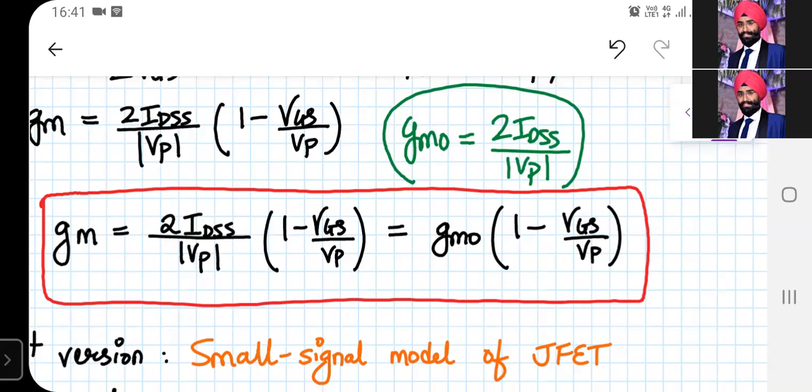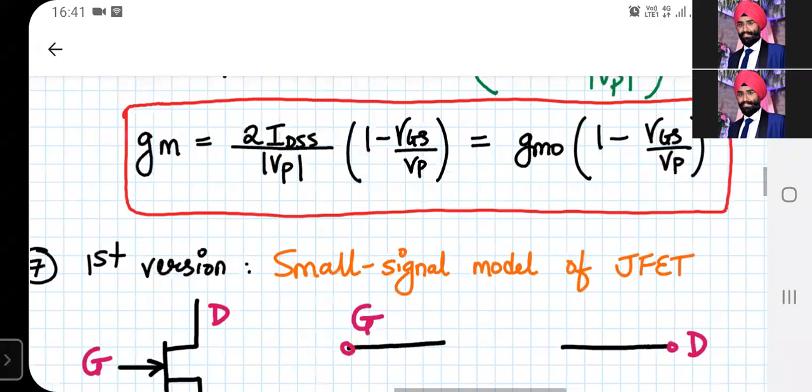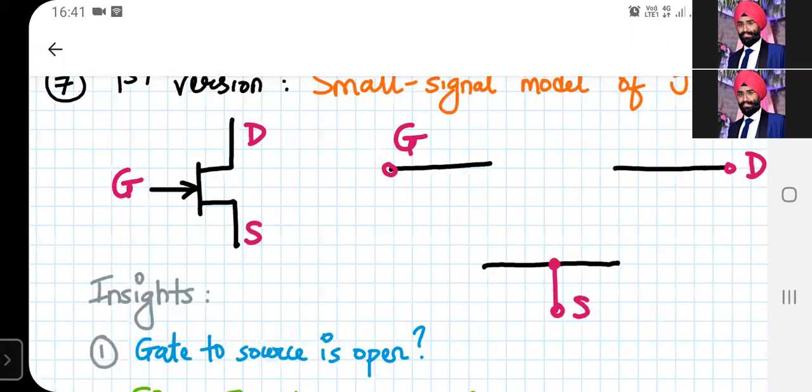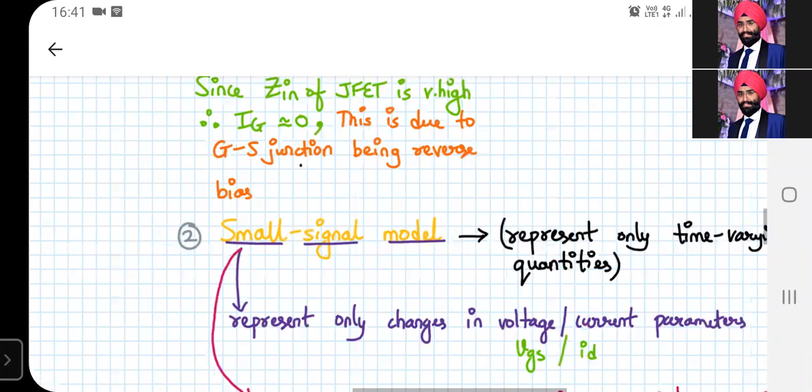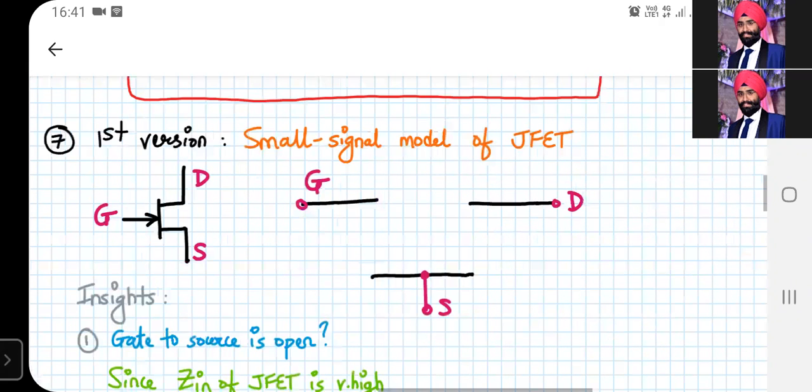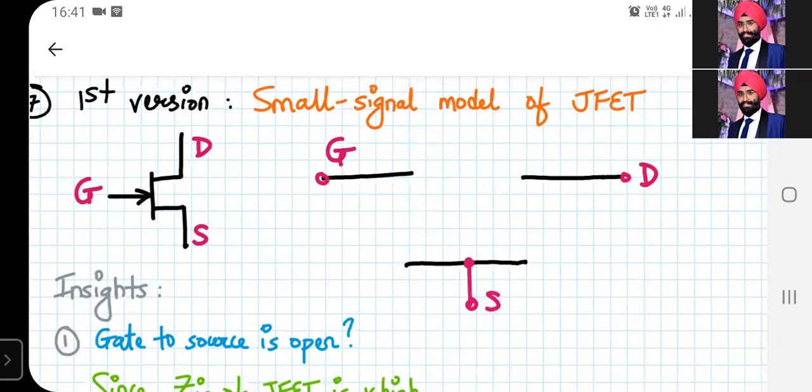Fine with this? Are we ready? Yes, sir. Okay, so let's look at the small signal model for a JFET. What is this small signal model? This small signal model represents only time varying quantities. Remember that. In short, the small signal model of a JFET is an attempt to make a non-linear JFET into a linear JFET.